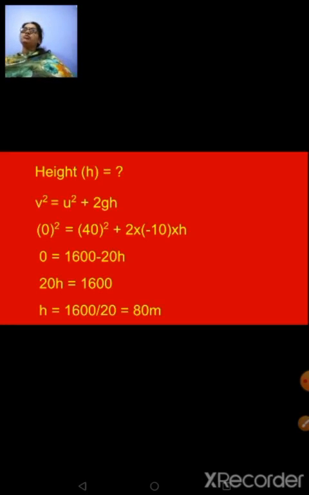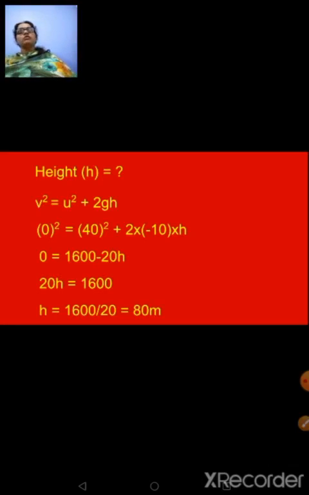When the object is moving upward, acceleration due to gravity should always be taken as a negative value because it is in the opposite direction. When it is towards the ground, G is positive. When it is above the ground surface, it is always negative, remember that. So G value is taken as minus 10 here. Why? Because it's talking about the object which is moving upward, and height we have to calculate.